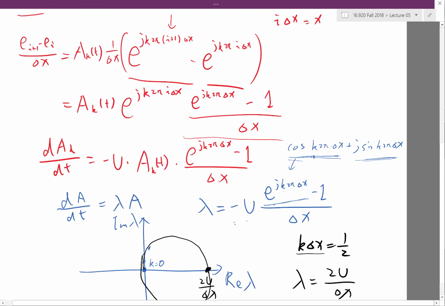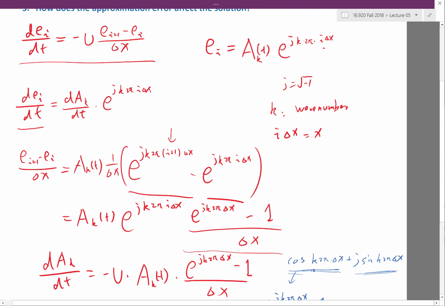And what is k delta x equal to half? If you look at the function we are constructing, it means my function is e to the j pi times I. For I equal to 0, the value is 1, right? When I is equal to 1, what is e to the j pi? Minus 1, right? For I equal to 2, 1 again. I equal to 3, minus 1 again, right? So it's grid by grid oscillation. That's the most unstable error.